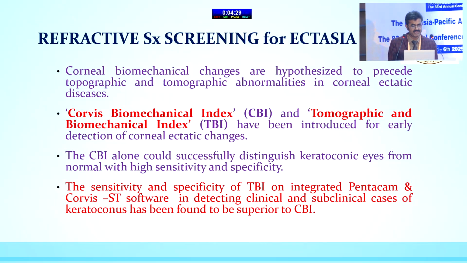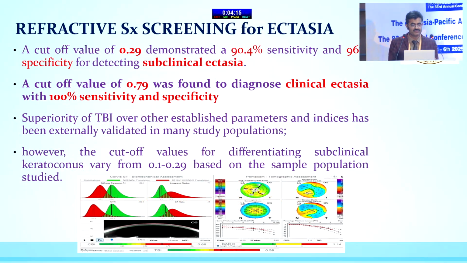But the sensitivity and specificity of TBI on integrated Pentacam and Corvis ST software in detecting clinical and subclinical cases of keratoconus is found to be superior to CBI. A cutoff value of around 0.2 is demonstrated to have a 90% sensitivity and 96% specificity in subclinical ectasia. 0.7 was a 100% specificity, so 0.2 was a cutoff. Superiority of TBI has been established by different studies in different populations.